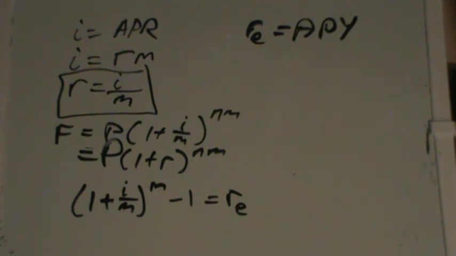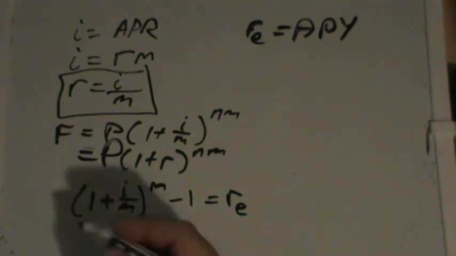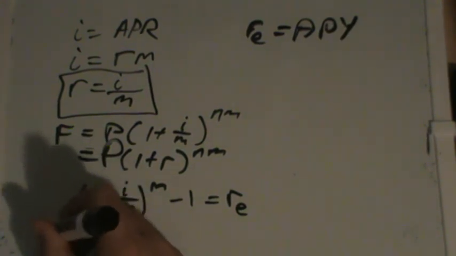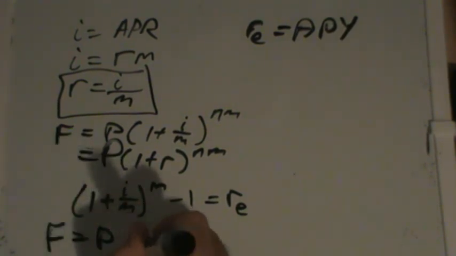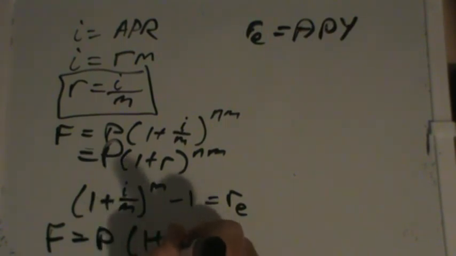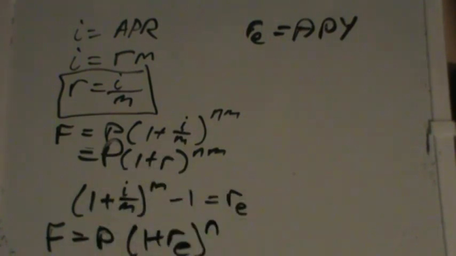Now, for small numbers, it's fairly close. As those numbers get big, it deviates pretty strongly. As you compound it over years, it deviates pretty strongly too. Now, if you make this definition, then you can also get one more form for F, which is F equal to P(1 + RE)^n, and it's a little bit cleaner because you've calculated that one term already.